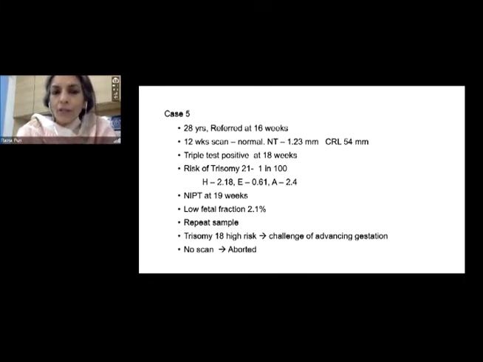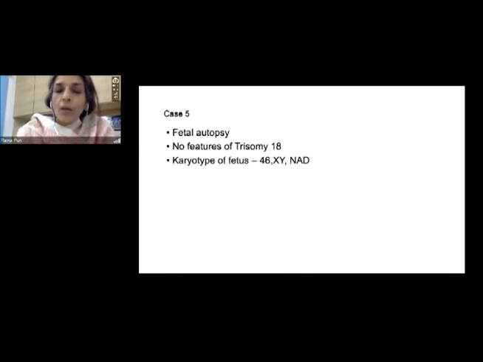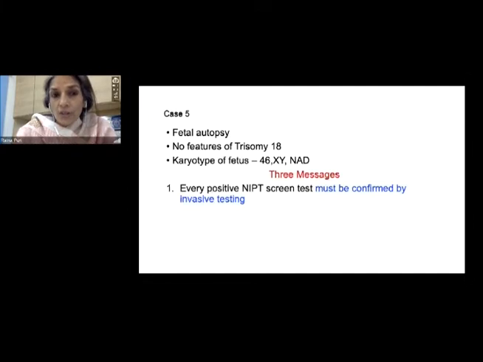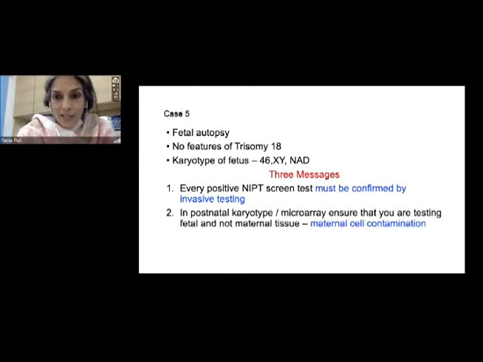The pregnancy, nothing is done because of the fear that there is so much happening. The pregnancy is discontinued. We did the autopsy. There was nothing in the fetus on examination. The karyotype of the fetus was normal. So there are three messages here. Every positive NIPT must be confirmed by invasive testing before a pregnancy is discontinued. No pregnancy is to be discontinued on an abnormal screening test.